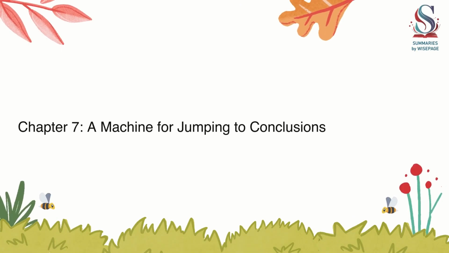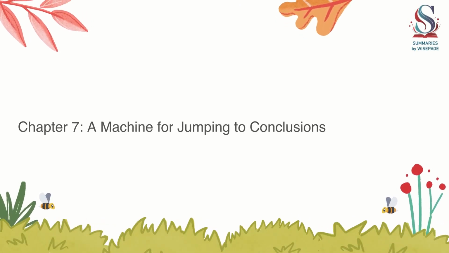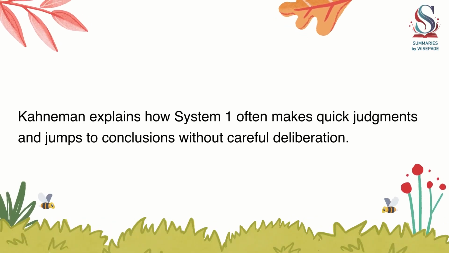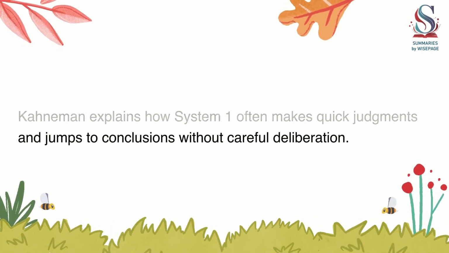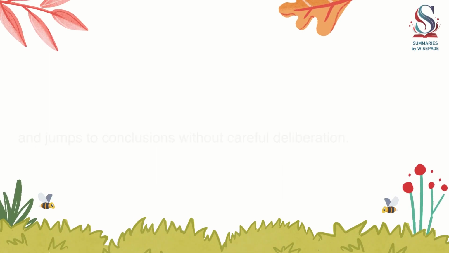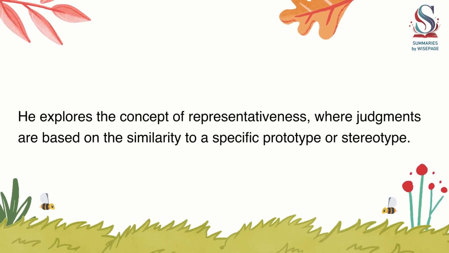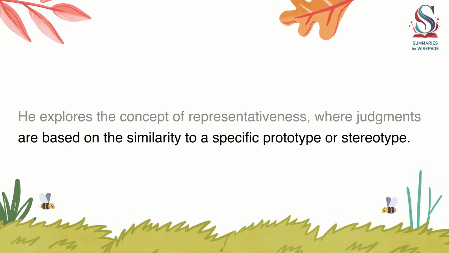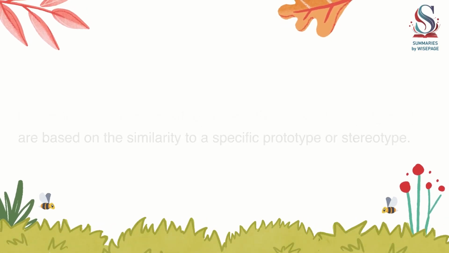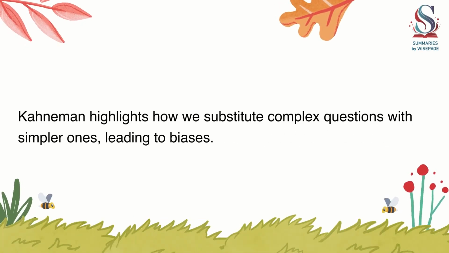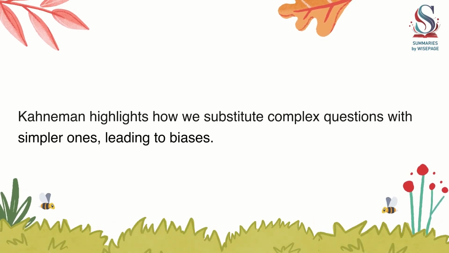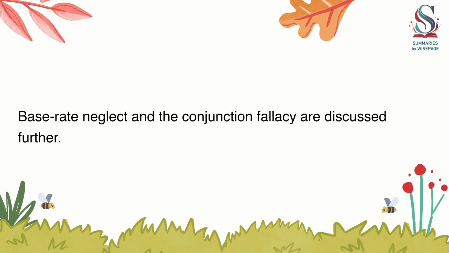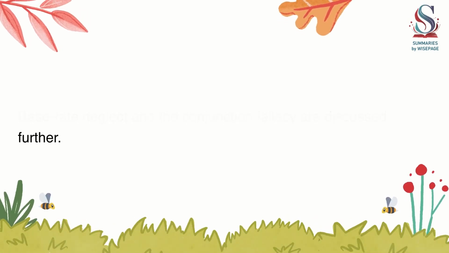Chapter 7: A Machine for Jumping to Conclusions. Kahneman explains how System 1 often makes quick judgments and jumps to conclusions without careful deliberation. He explores the concept of representativeness, where judgments are based on the similarity to a specific prototype or stereotype. Kahneman highlights how we substitute complex questions with simpler ones, leading to biases. Base rate neglect and the conjunction fallacy are discussed further.